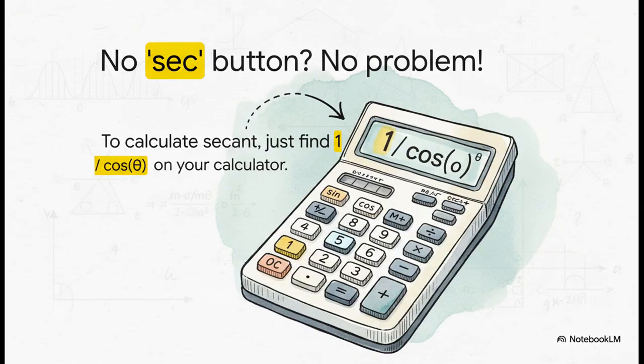Now, this is super important. You grab your calculator, ready to find the secant of an angle, and wait a minute, where's the sec button? Don't worry, you're not crazy. Most calculators don't have one. No sweat. To find it, you just use this 1/over rule. You find the cosine of the angle first, then you just calculate 1 divided by that answer.